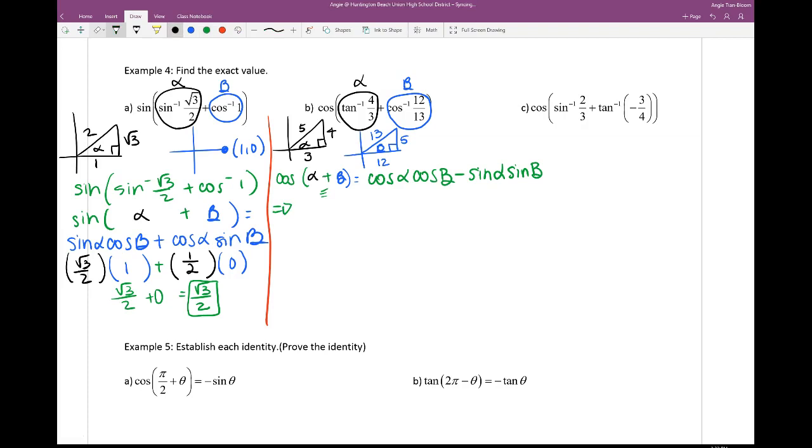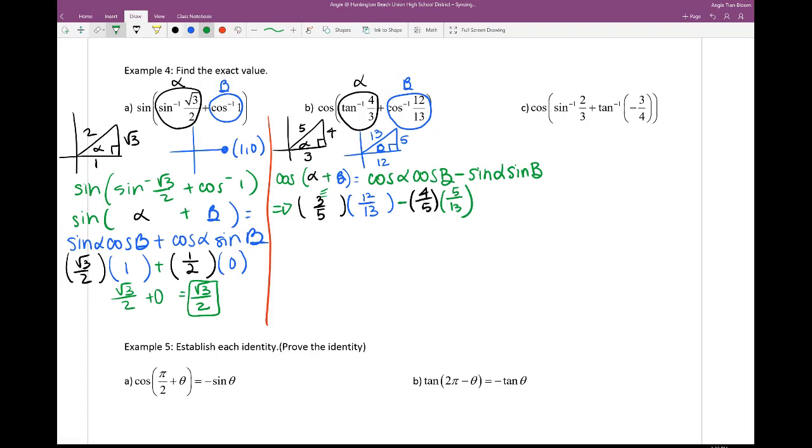Cosine of alpha, alpha is coming from the black triangle, so cosine is 3/5, okay? Cosine of beta is coming from a blue triangle, so I'm going to use blue ink. Cosine is 12 over 13. Then I'm going to have a subtraction sign in the middle. Sine of alpha is going to come from a black one, so I'm going to use black ink. Sine of beta is coming from the blue one, so sine is 5 over 13.